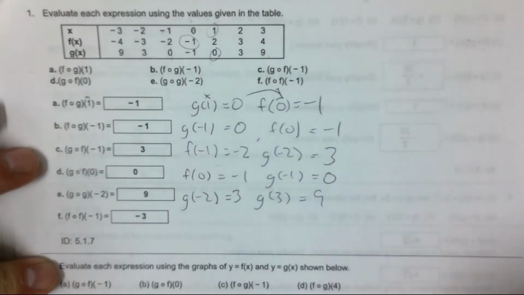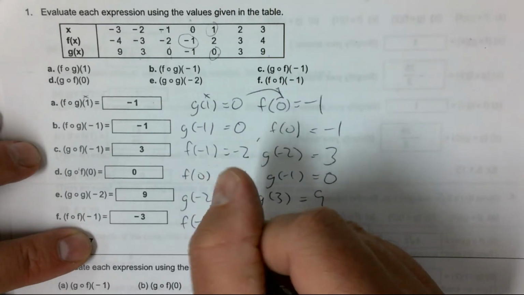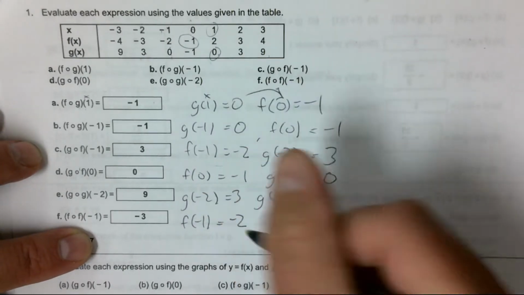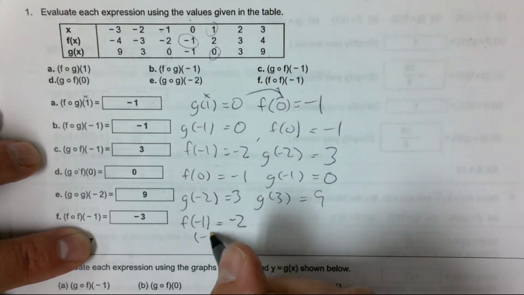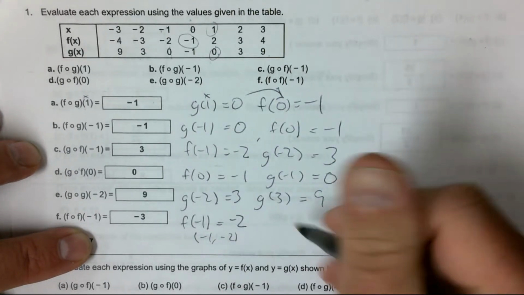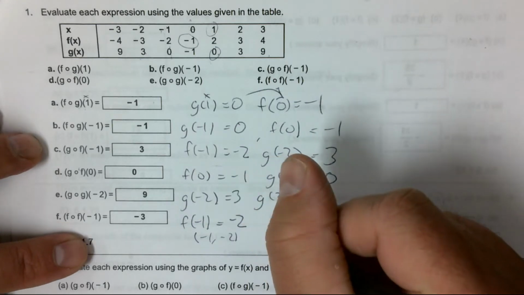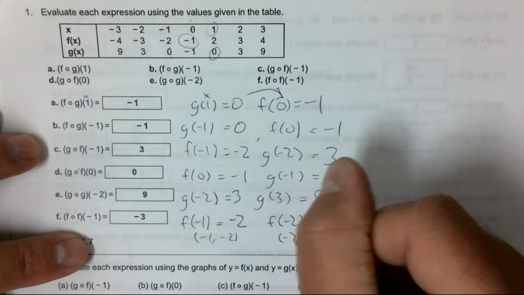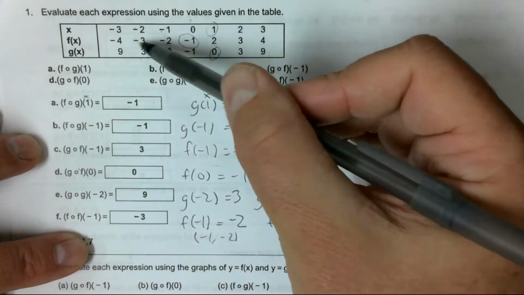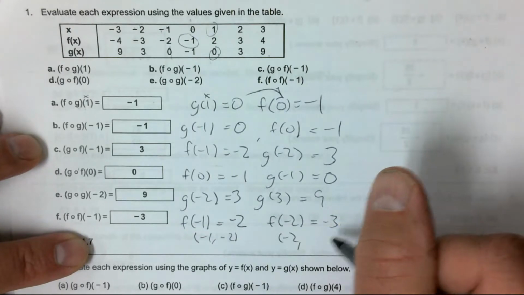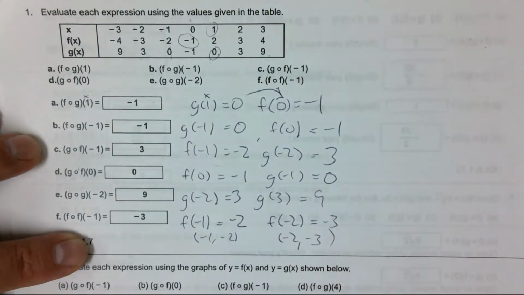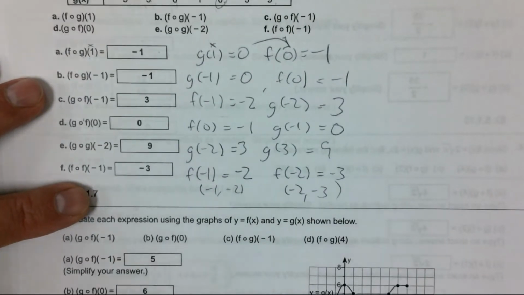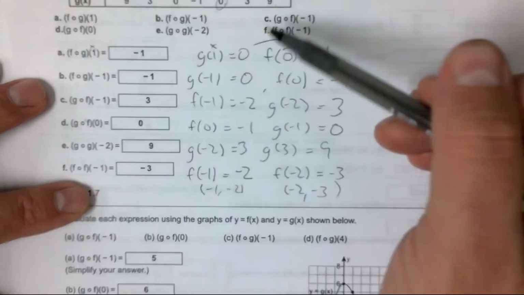Okay, and then for this one, you do f of -1. So -1, the f is -2. Because that's the ordered pair, -1, -2, basically. And then you do f of -2. And go to -2, go to f, and you get -3. Because that's the ordered pair, -2, -3. Okay, so that's the one with a bunch of numbers that are just in a table.